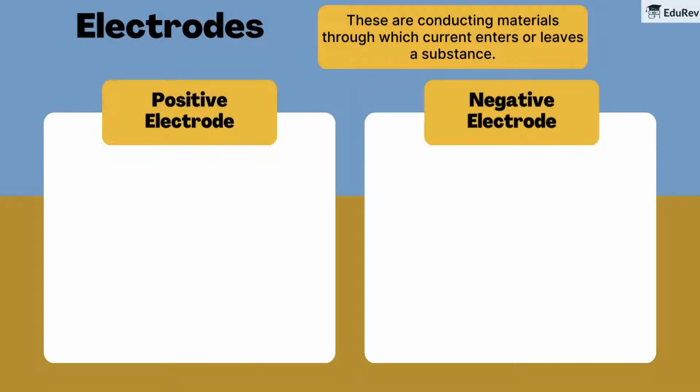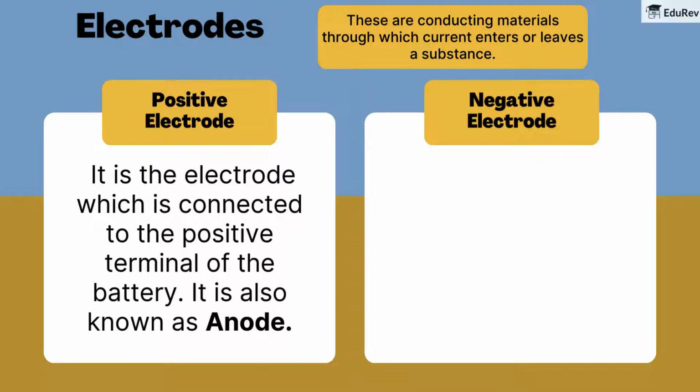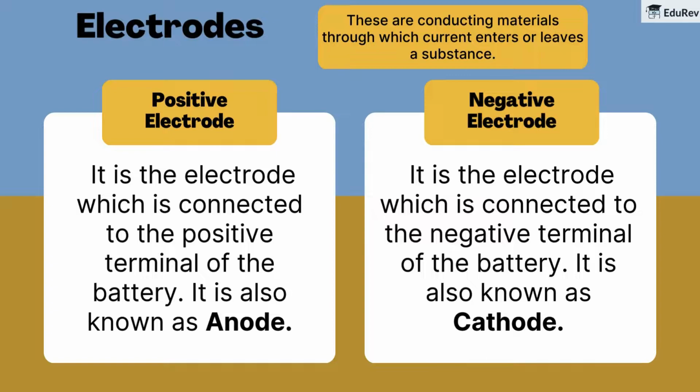There are two types of electrodes, positive electrode and negative electrode. Positive electrode is the electrode which is connected to the positive terminal of the battery. It is also known as anode. Negative electrode is the electrode which is connected to the negative terminal of the battery. It is also known as cathode.